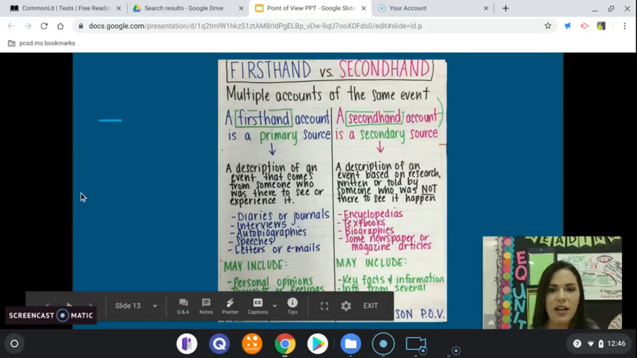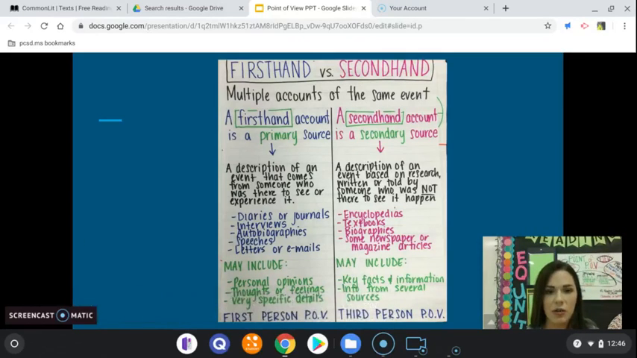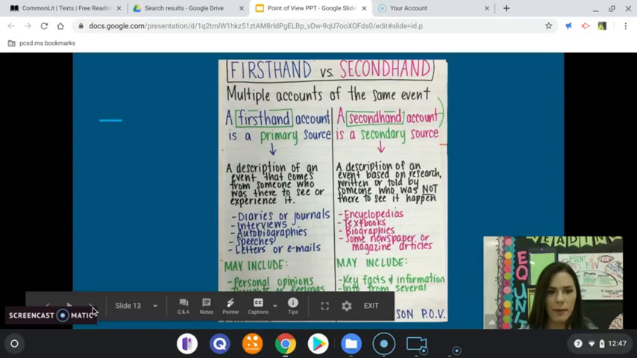And then here I have a little anchor chart comparing the two. So multiple accounts of the same event. So say there's a story that happened, you're going to get something firsthand and secondhand. The firsthand is the primary source. The most important, it came straight from the source, the very most important source, okay? It comes straight from who it happened to. And it's first person point of view most of the time. And then the second hand would be somebody that probably wasn't even there, and they're just retelling the story to you. Okay. So that's a really good anchor chart here for you to refer back to if you need to.